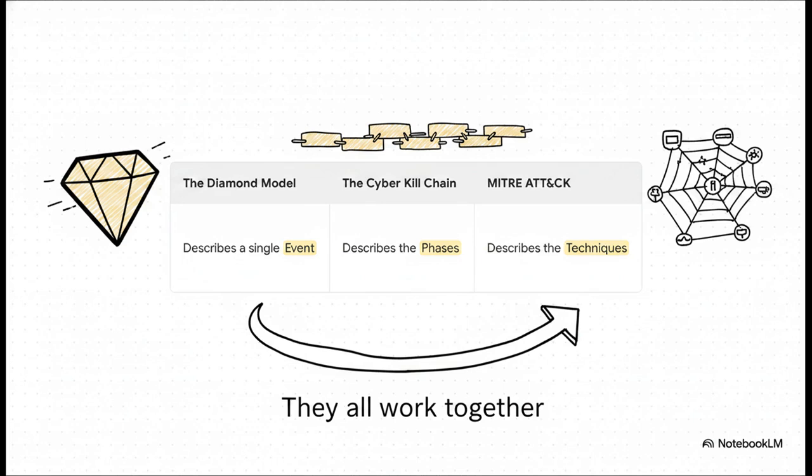Think of it like this. The diamond model describes a single event, like one specific C2 communication. The cyber kill chain then takes a bunch of those events and sequences them into the phases of an attack. And MITRE ATT&CK gets super granular, describing the specific techniques used in those events. They're not competing. They all work together to tell the full story.